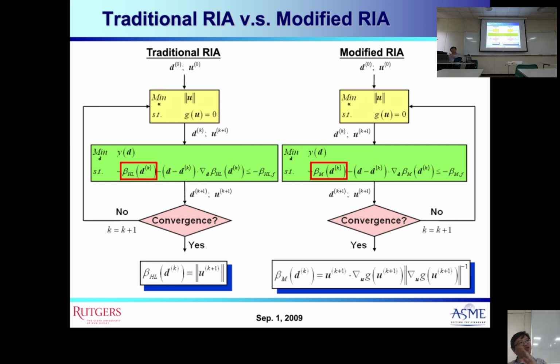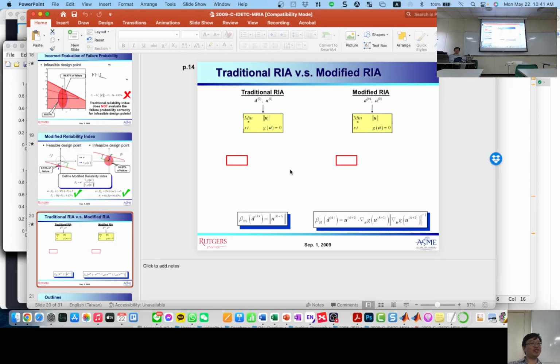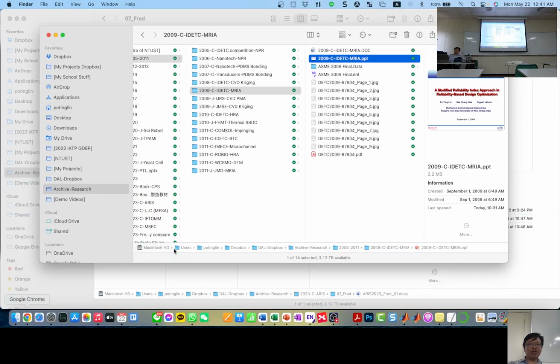My main contribution was not to find a better solver. That's why in this particular research, I can use fmincon. Okay? I don't even need to tell people I use fmincon, because it's not the main contribution. Okay? So let me show you the paper I wrote.